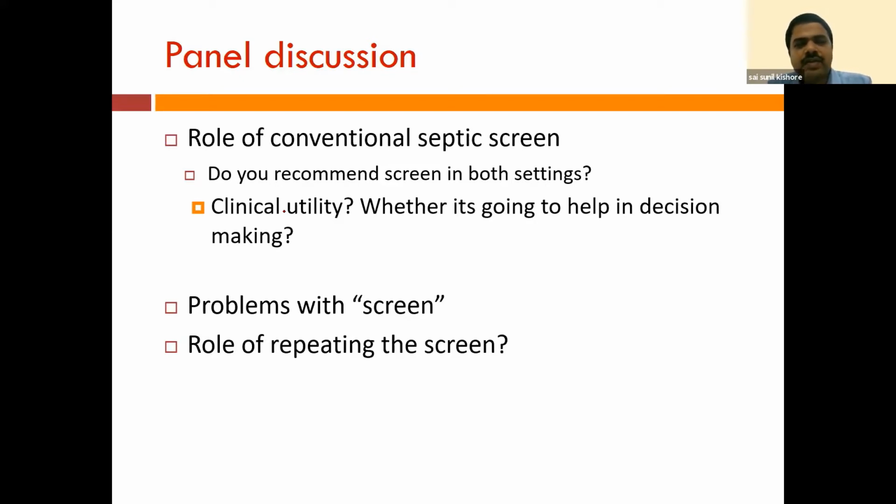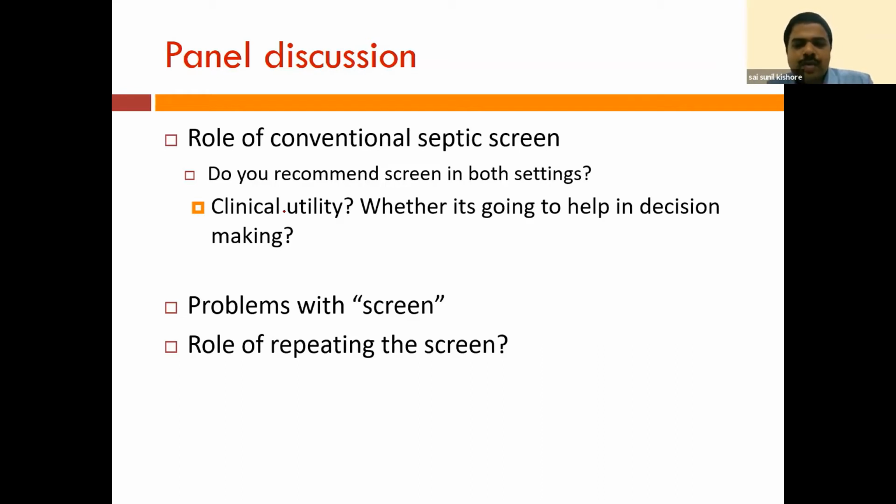In the second scenario, it will help us in decision making. If it comes positive, the chance of having sepsis is more. If it comes negative, the chance of having sepsis is less. In those scenarios, if the baby has mild symptoms, like abdominal distension and pre-feed aspirates, and the septic screen is negative, we can wait. We need not start antibiotics and expose the baby to antibiotics. You can monitor the baby closely for the next 1 to 1.5 days.